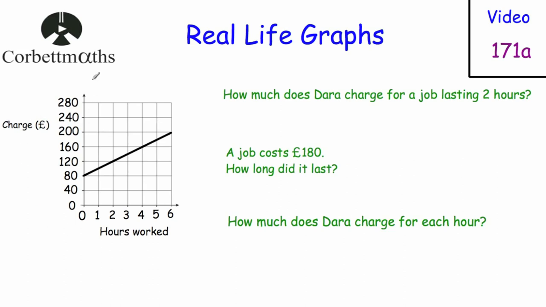We've got charge, so it's a charge for a job. It starts at 0, so it goes 0, 40, 80, 120, and so on up the vertical axis. Along the horizontal axis, we've got hours worked, 0, 1, 2, 3, 4, 5, 6. And the question says, how much does Dara charge for a job lasting 2 hours? So if we go to our graph and we go to 2 hours and we go up to the line and across, we can see that's £120. So Dara would charge £120.